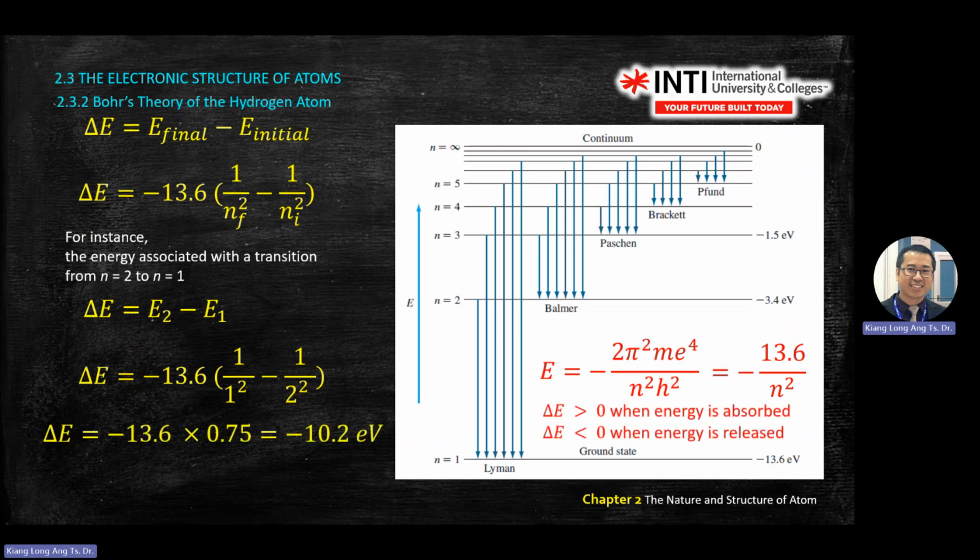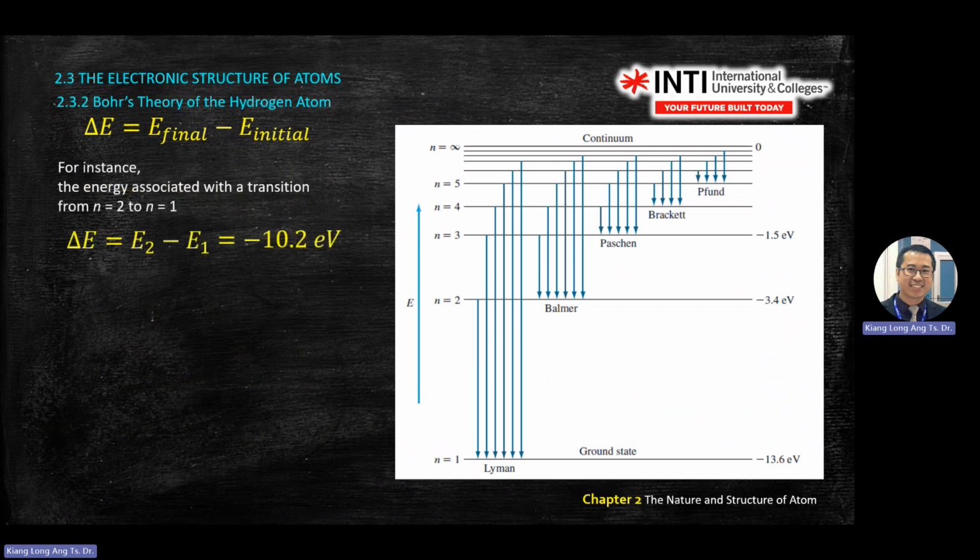Okay, at the end, you'll get one value, minus 10.2 eV, which we read from the graph just now. The question I asked you, you get minus 10.2 eV. This one you read from the graph. But let's say you don't have the graph. In the exam, maybe this graph is not given. So there's a way to calculate the energy to jump from one orbit to another orbit by using this equation. Right, this equation. So the answer will be the same if you check the chart.